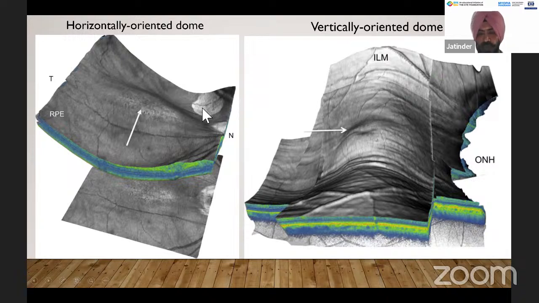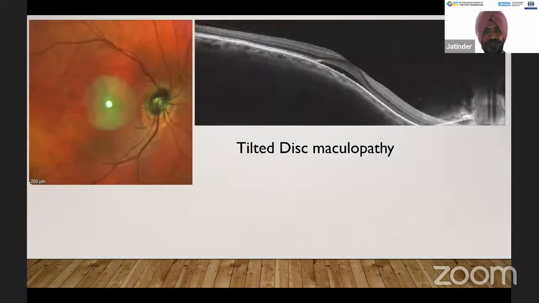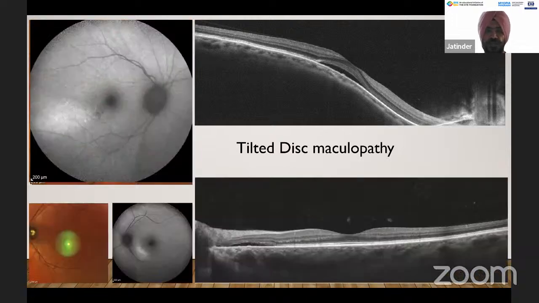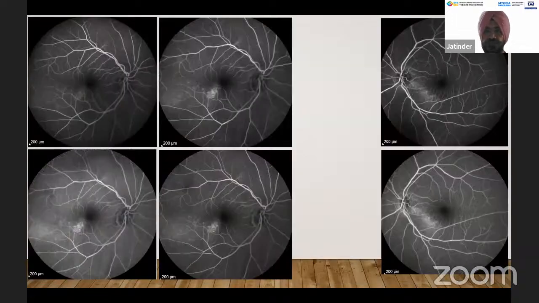So the key take home is that in all myopic eyes, wherever you suspect a dome-shaped macula or even otherwise, do both vertical and horizontal scans. This is a very similar and related pathology, that is tilted disc maculopathy, and it can be picked up very well on angiography and fundus autofluorescence.